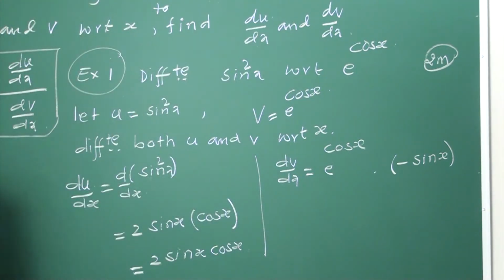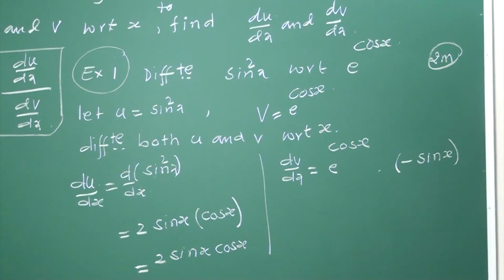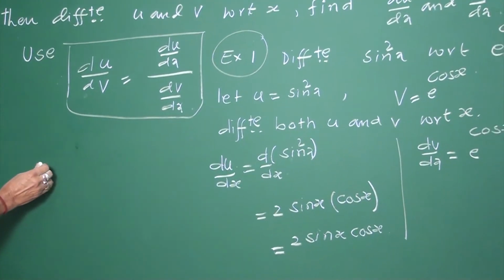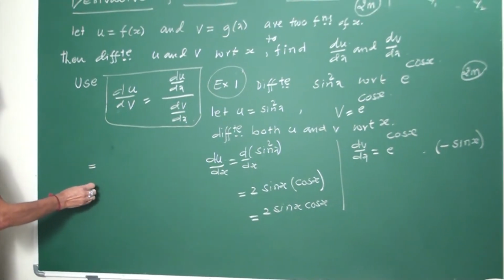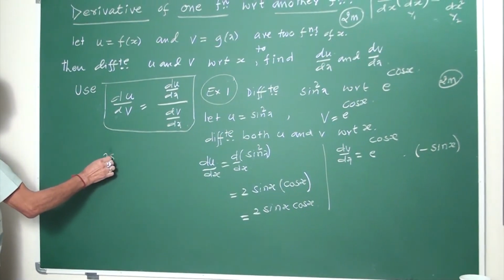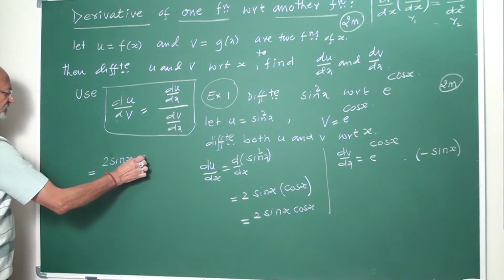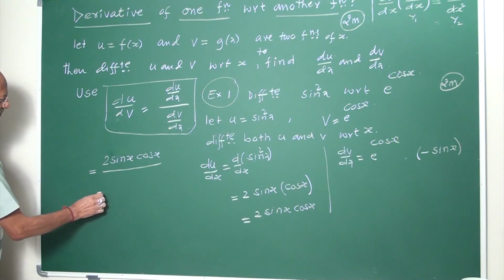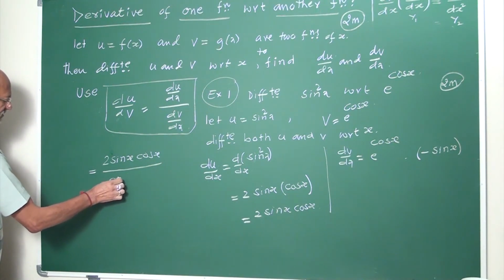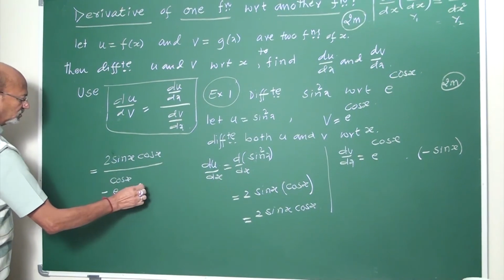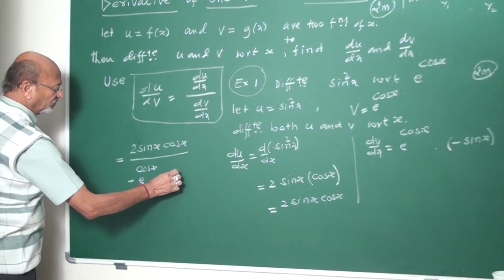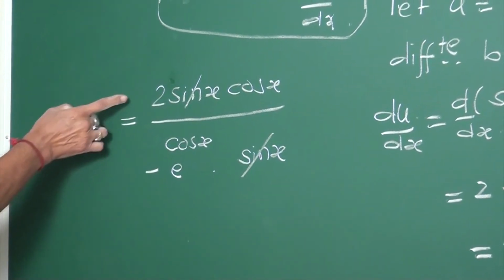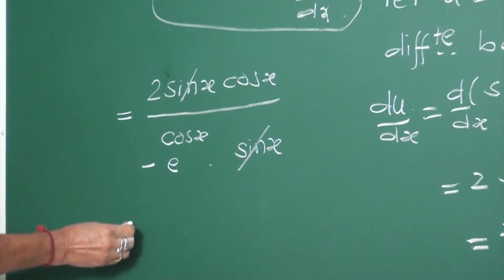Then use this formula: du by dv equals du by dx upon dv by dx for the values. What is du by dx? It is 2 sin x cos x. Denominator, it is minus e to the power cos x into sin x, my friend. Then what cancelled? Sin is cancelled. Plus upon minus is minus.